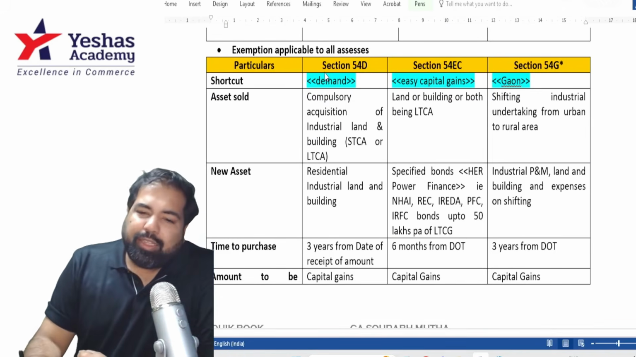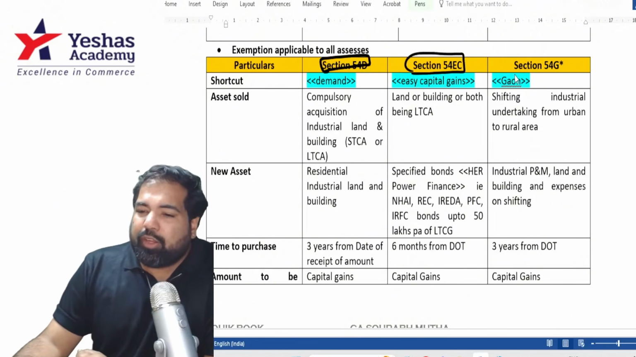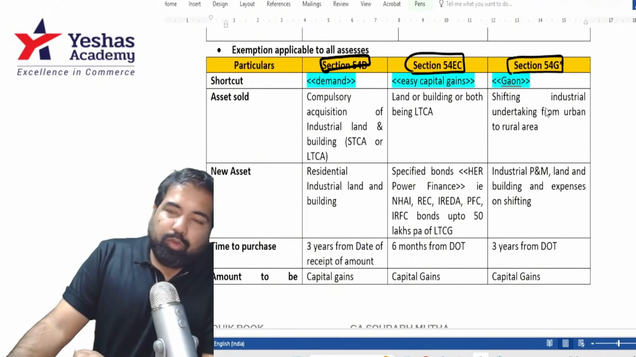Next, section 54D, there is a compulsory acquisition of your industrial undertaking. 54EC is easy capital gain. 54G is Gaon. What is this? This is new at CA final.